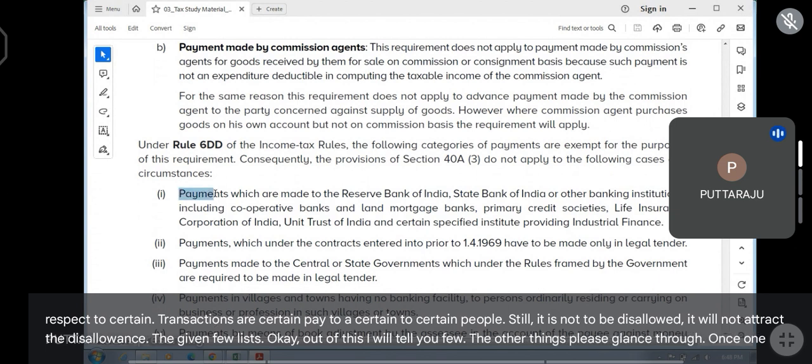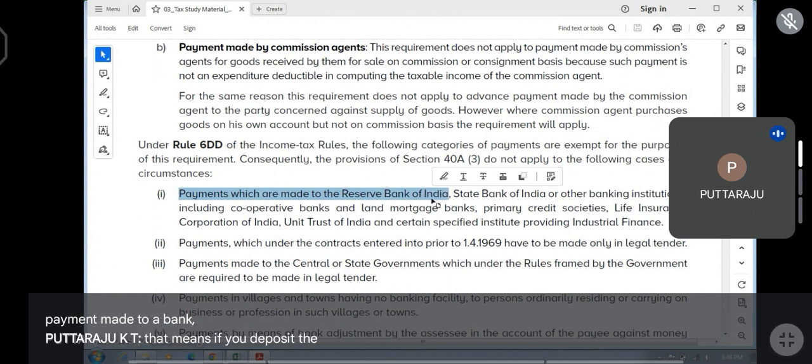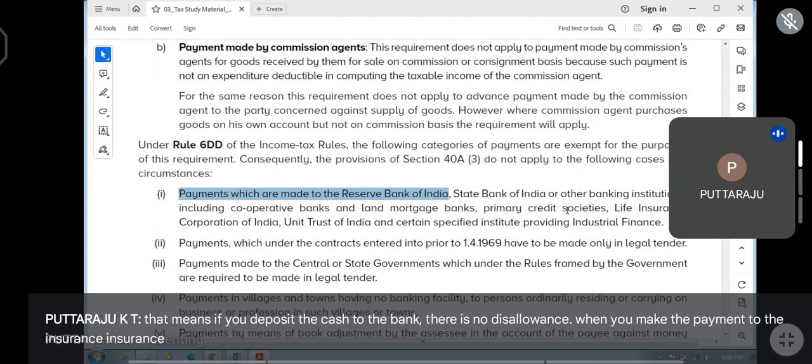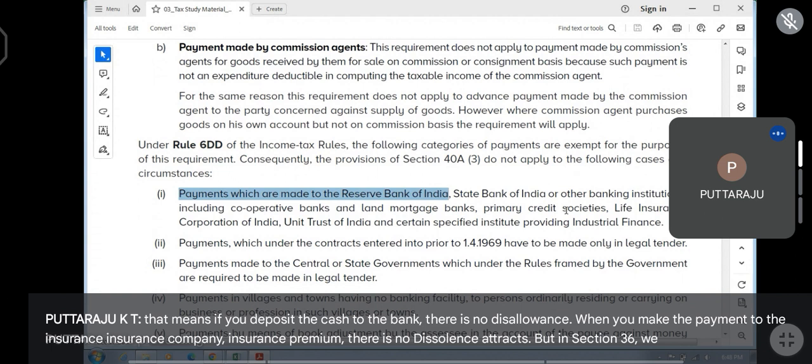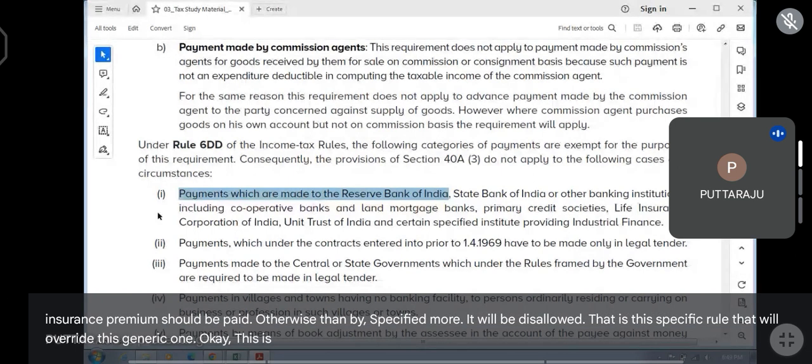One is payment made to a bank. That means if you deposit the cash to the bank, there is no disallowance. When you make the payment to the insurance company, insurance premium, no disallowance attracts. But in section 36 we have seen employees' insurance premium should be paid otherwise than by specified mode, it will be disallowed. That is the specific rule that will override this generic one. Okay, this is the one. First one is important.